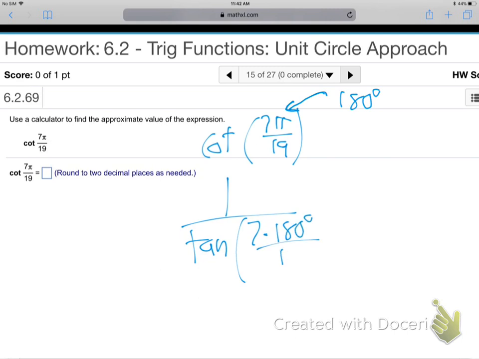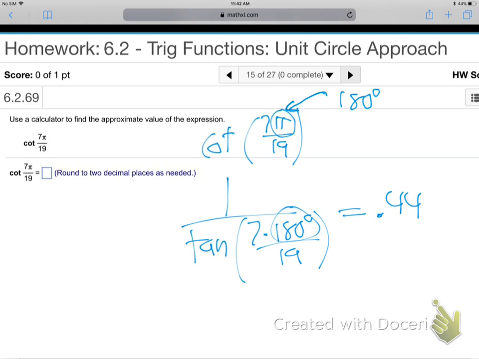Okay. 180 over 19, like that. That good? And just type that in your calculator. I'll do mine too. Divided by tangent. How did you get the 180 degrees? Pi is 180. I just stick 180 in its place because pi radians is 180 degrees. That's always how we change. I'm getting 0.438, and they want 2 places, so 0.44.